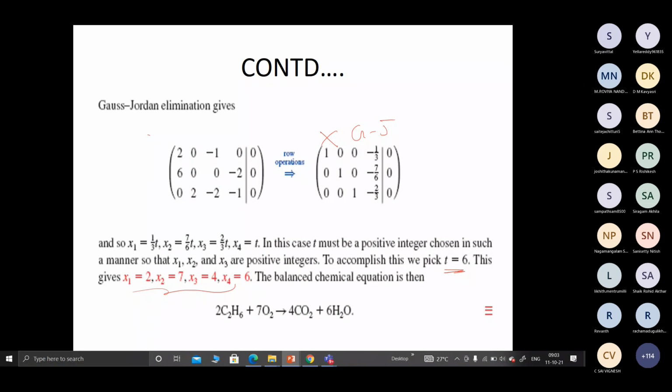Sir, how are we taking t is equal to 6? You can check anything, any positive value. To accomplish this, we pick t as 6. That's all, nothing else. If you give another value, another balancing will come. So okay, one solve by taking t as 5. What will happen? Substitute there. Take t as 5. Then what will be x3? 10 by 3. And 35 by 6. So you will get fractions. Just to avoid fractions, they might have taken 6.